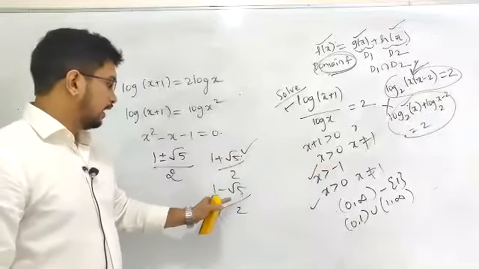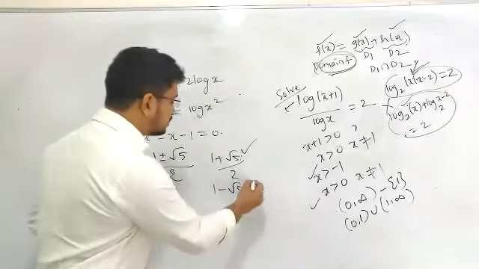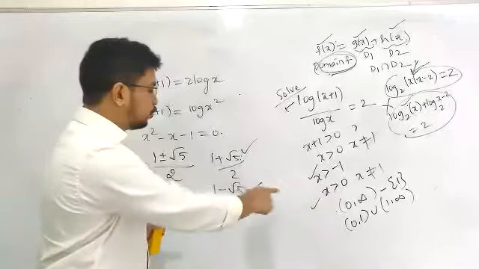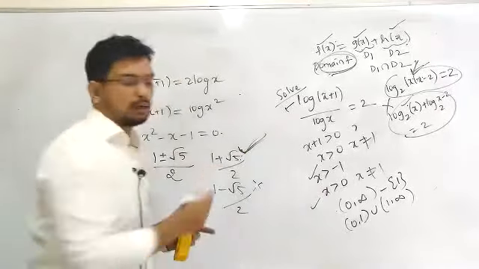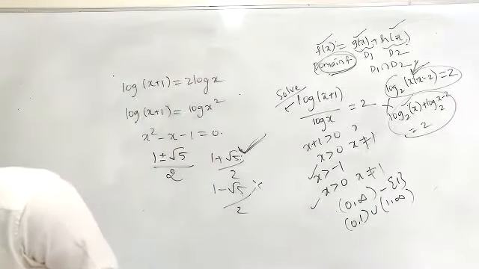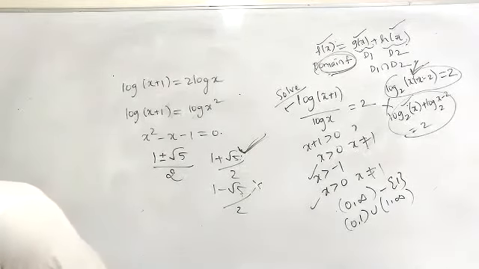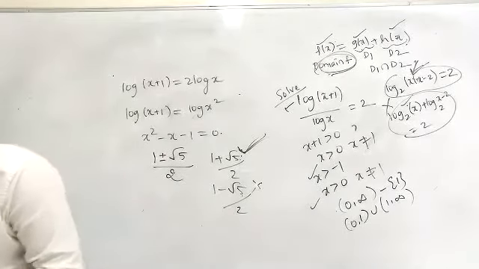Now 1 minus root 5 by 2 is negative. Negative values do not belong to the domain of this function. So your only solution is 1 plus root 5 by 2. That will be your only solution, right? Hope this is clear. Next.